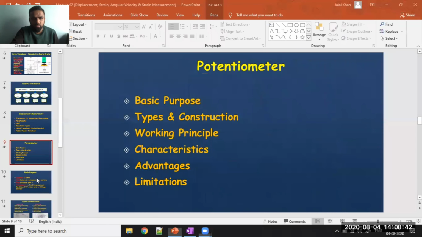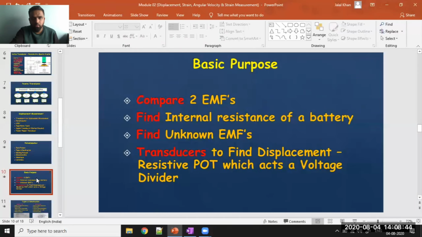Okay, I'll just show you this slide. Yeah, just look at the basic purpose. I've already mentioned the basic purpose. What are the few basic purposes of potentiometer?